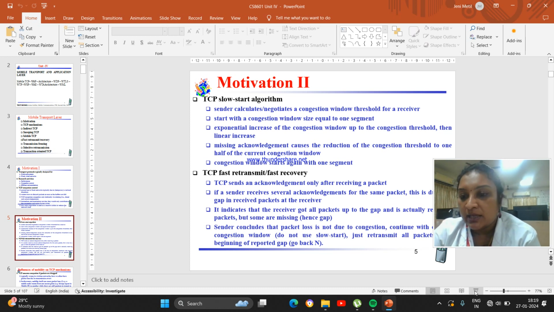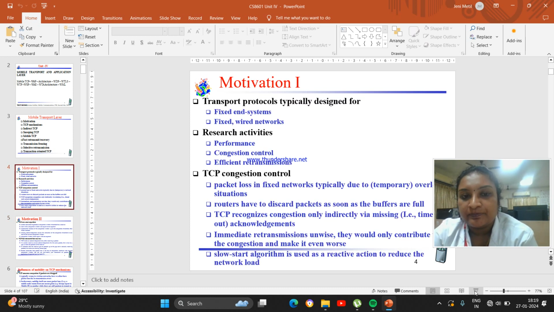If congestion occurs, then a missing acknowledgement will happen. Then the congestion window will start again with another segment, and TCP can provide fast retransmit and fast recovery. You are going to send an acknowledgement only after receiving a packet, and you are going to send several acknowledgements of the same packet. And if it is indicated on all the packets, then we are going to send it.